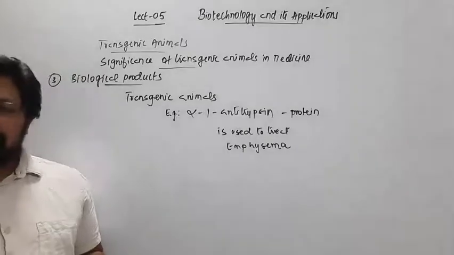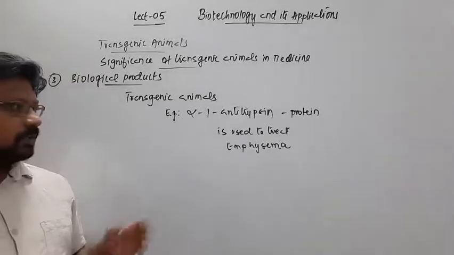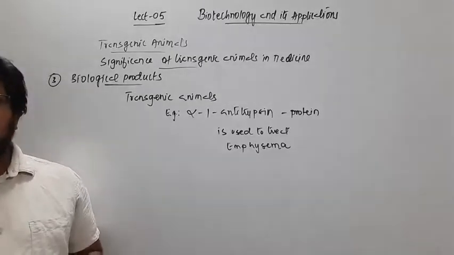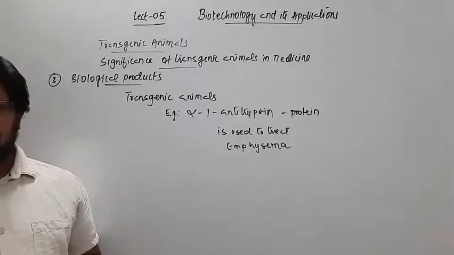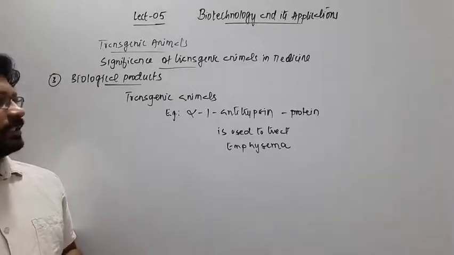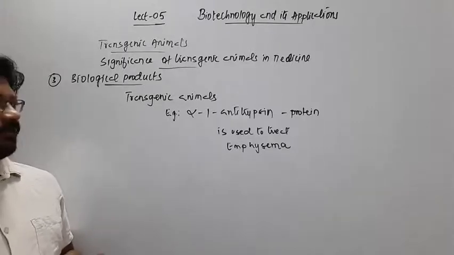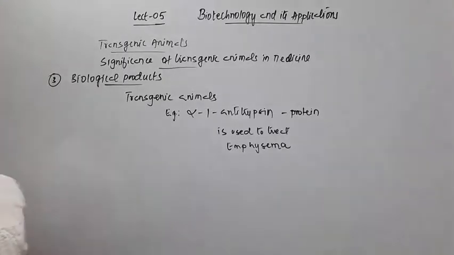So I think in the chapter Breathing and Exchange of Gases, we have come across this word emphysema, which is a destruction of alveoli due to smoking. And by using this protein, alpha 1 antitrypsin, we can treat emphysema. Actually, there is no other treatment for this disease.